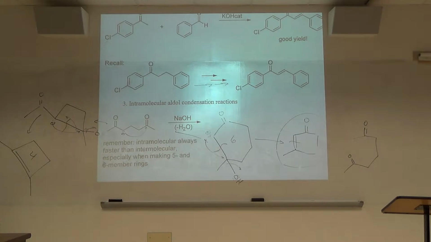What about a 7? Is that going to be better than a 5 or 6? No. Bond angles get too wide. 5 and 6 are your best rings when you have choices.